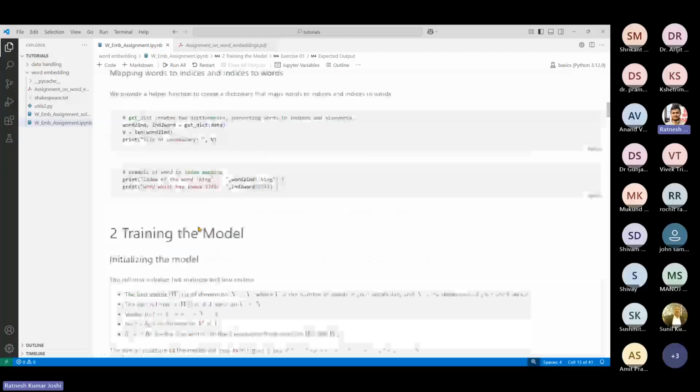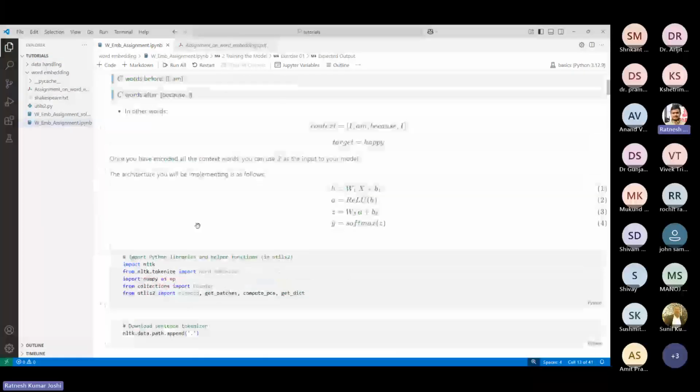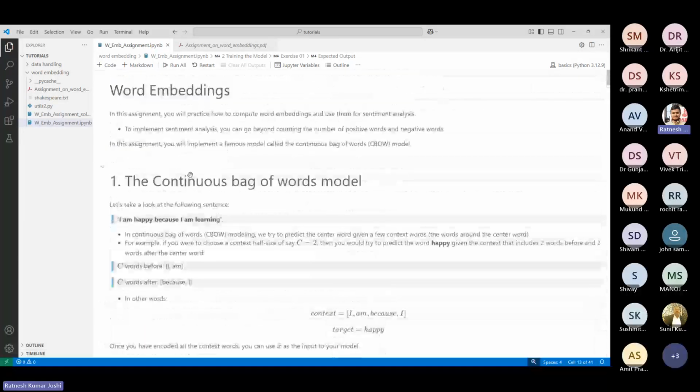Now we will be going over the entire structure of the assignment. And if you have any questions aside from the actual code that you have to write, you can ask. Okay. So this is the general idea of the assignment.